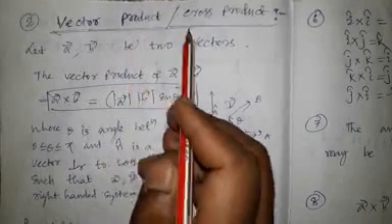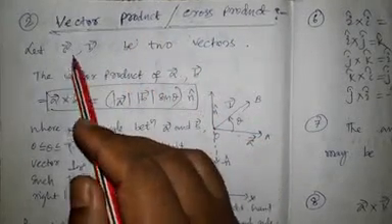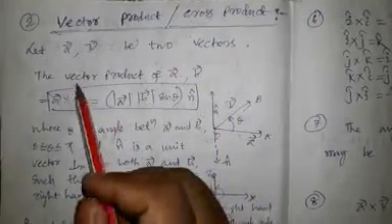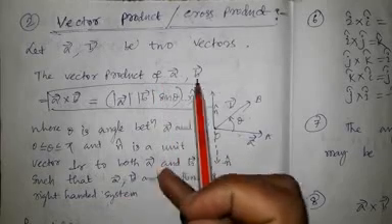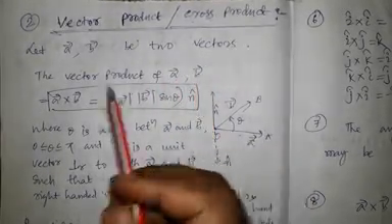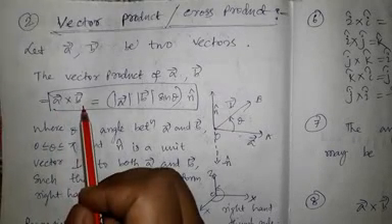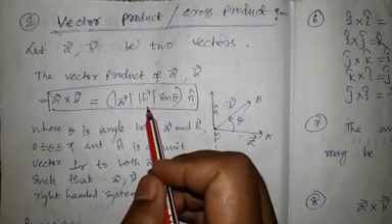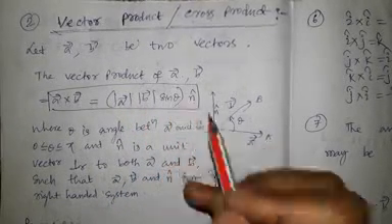Vector product or cross product. Let A, B be two vectors. The vector product of A and B, A vector and B vector, is equal to A cross B, which is equal to A magnitude, B magnitude, sin theta n cap.